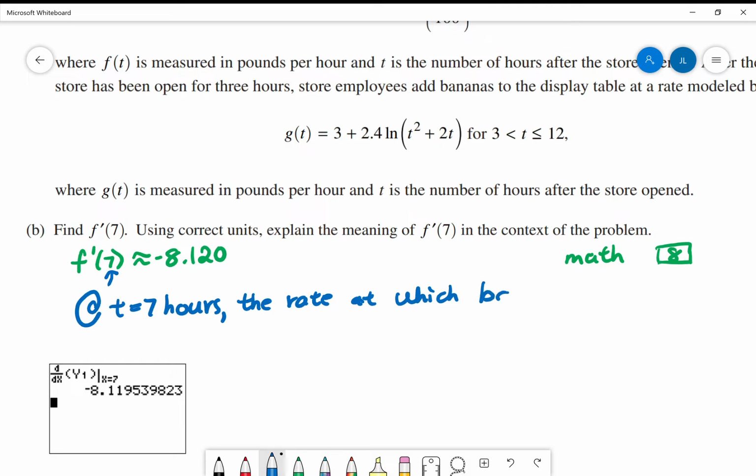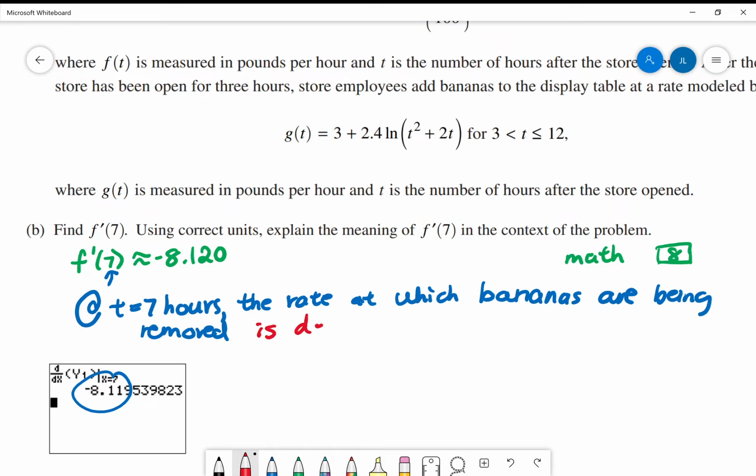and of course, look, you're not writing an essay. You don't have to make this fancy. The rate at which bananas are being removed. Now, because the answer is a negative 8.1119 or negative 8.120, the rate would be decreasing at this value, at 8.120.